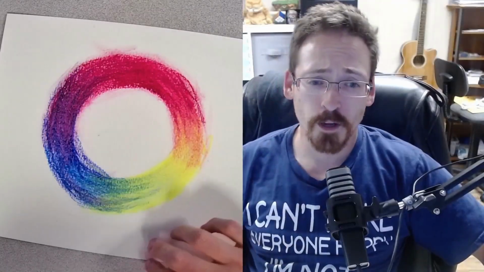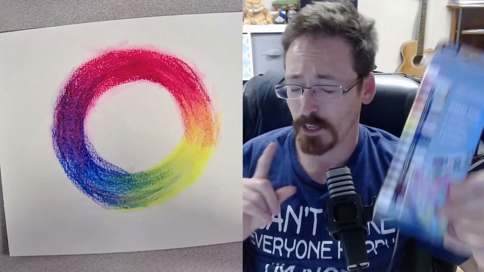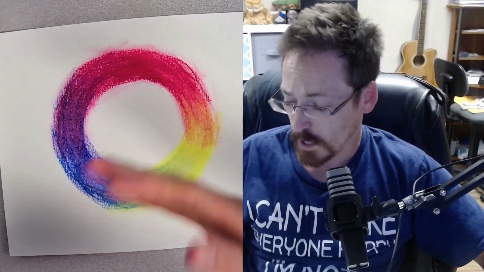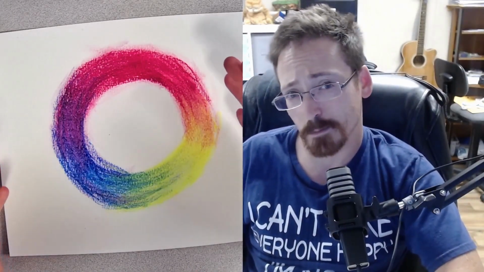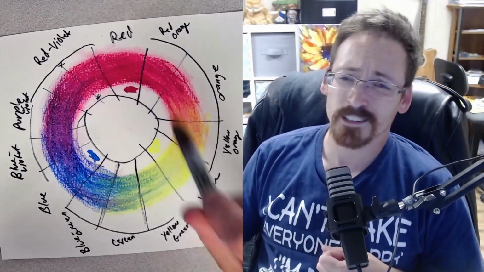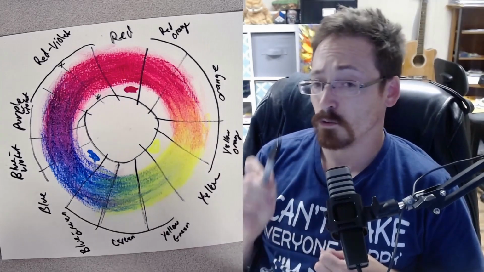I'm going to be showing you how to make a custom color wheel like we have here using oil pastels and just red, yellow, and blue. I'm going to show you how to make a custom color wheel. How did I make this color wheel just using red, yellow, and blue?